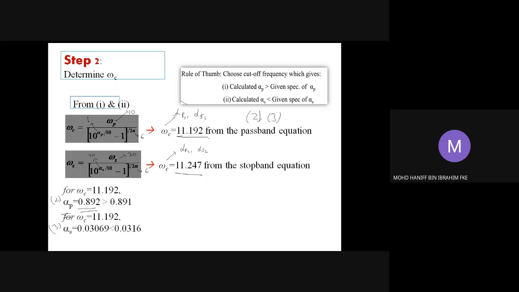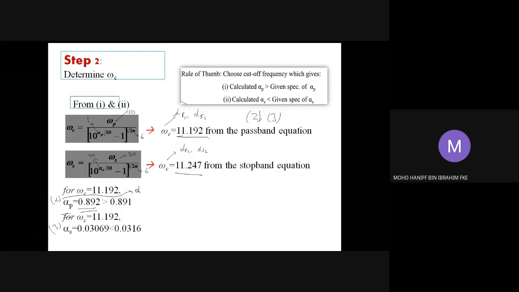Hopefully you understand about this. Okay, so from equation number 2, if I can clarify this further. From equation number 2, in calculating the alpha P, that should be the subject, right? Omega alpha P equals to something. For the right-hand side, you need to use your omega C of this, 11.192, okay? And your omega P is used based on the given specification, which is 10 radian per second. The same thing is applied from equation number 3 in calculating the alpha S.